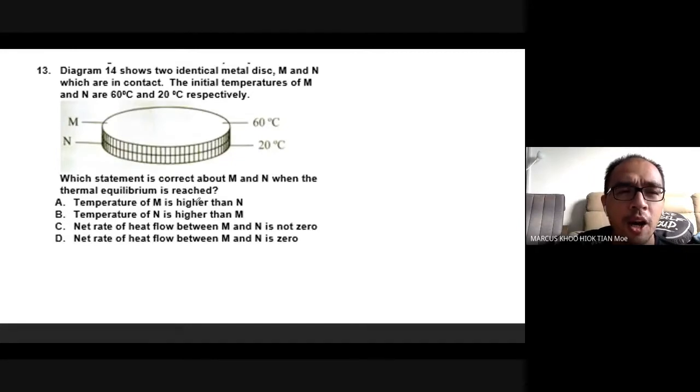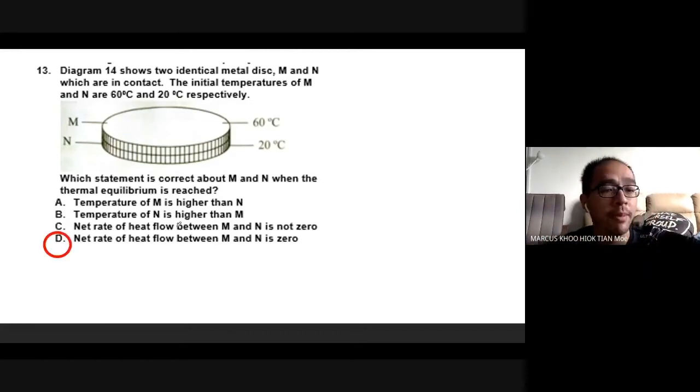Okay, how many more questions are there, my goodness. Okay, sorry, number 13. I'm going to give the answer straight. The net rate of heat flow between M and N is 0. The reason why I'm rushing through this is because I want to answer the structured questions, okay?